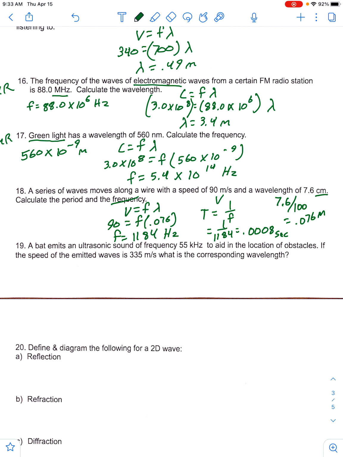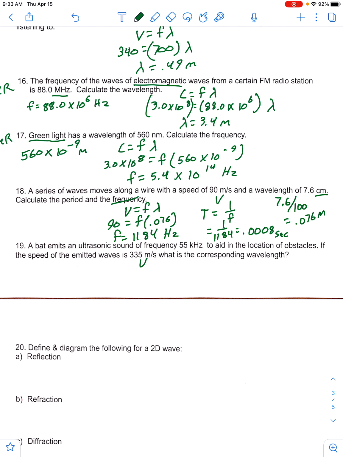Okay, getting there, almost done. A bat emits an ultrasonic sound frequency with 55 kilohertz to aid the location of obstacles. The speed of the emitted waves is 335 meters per second, so I know my velocity. I know my frequency, but your frequency is in kilohertz. So kilo is on that chart. Kilo is 10 to the 3. So I'm going to do 55 times 10 to the 3.